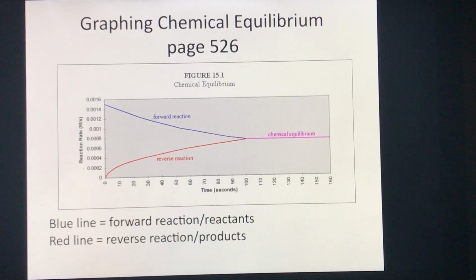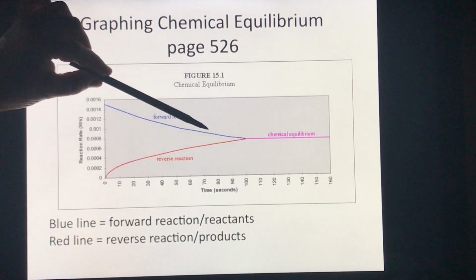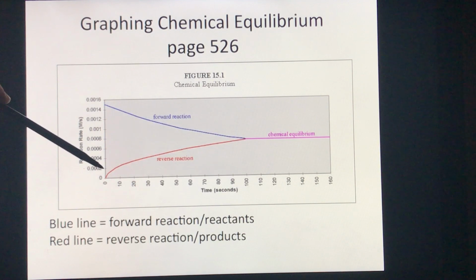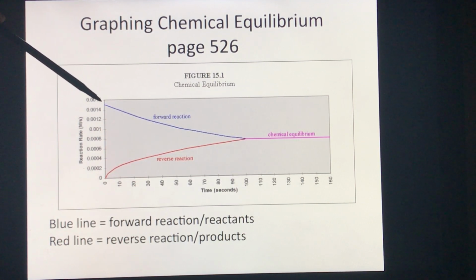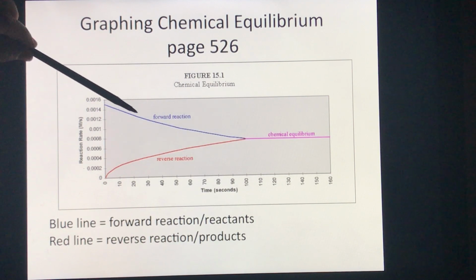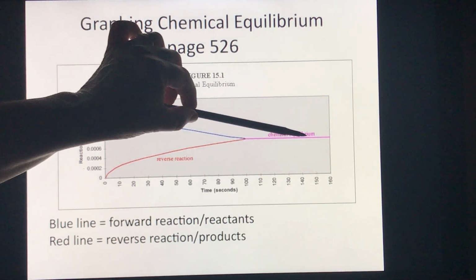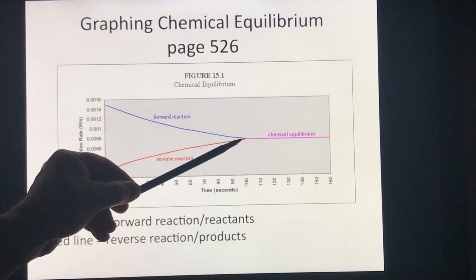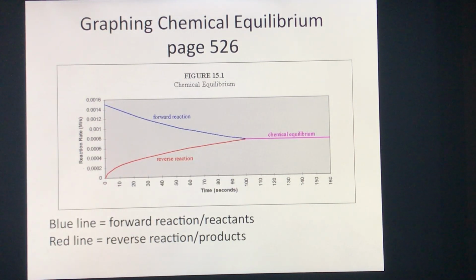Now, one way to consider this is this graph, figure 15.1. The y-axis shows the reaction rate, and the x-axis is the time in seconds. Our blue line is showing the forward reaction, from the reactants to the products. The red line is showing the reverse reaction. We can see that initially the forward reaction rate is high, and then it trickles down to the chemical equilibrium. And then the reverse reaction is initially low and increases till it reaches that same state of chemical equilibrium.